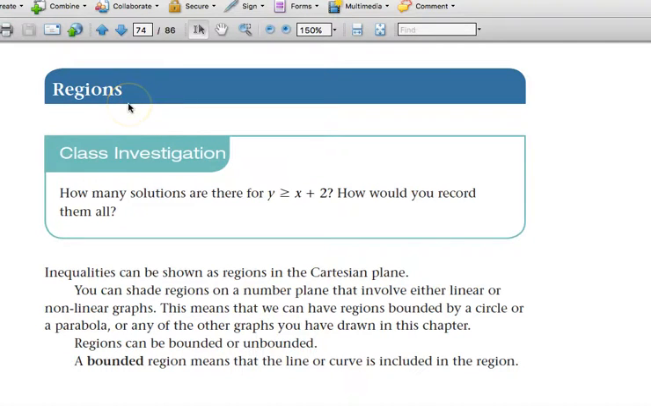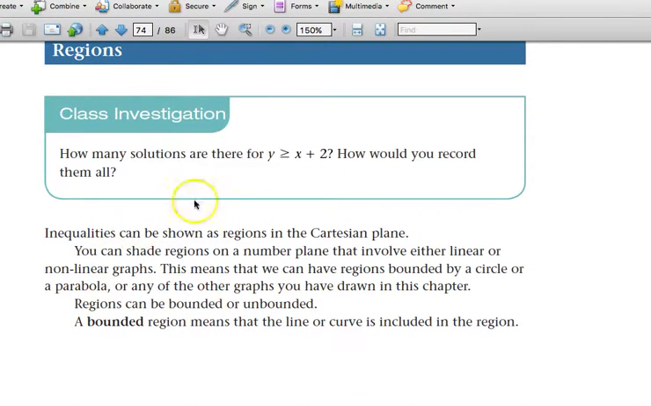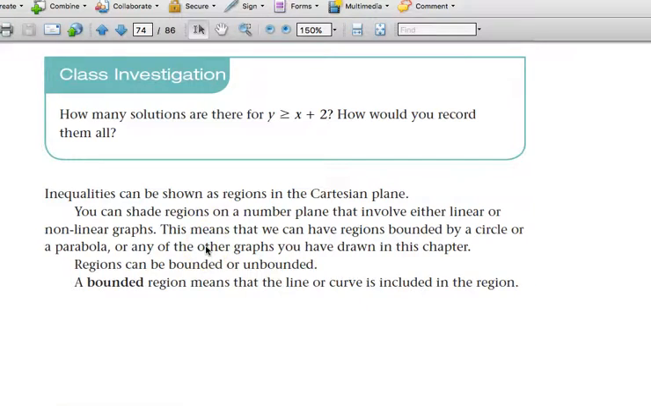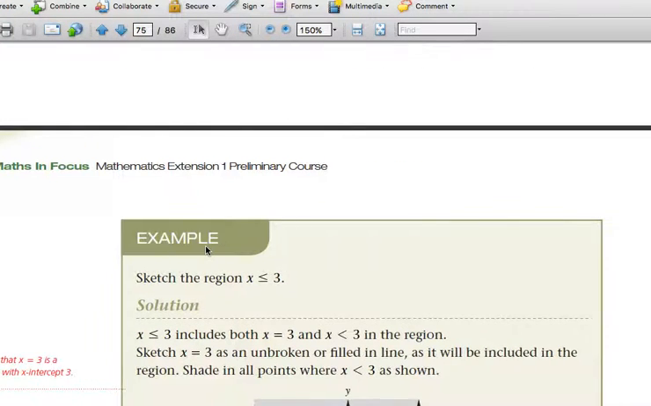To look at regions today. Inequalities can be shown as regions in a Cartesian plane. So we're just going to look at some examples.